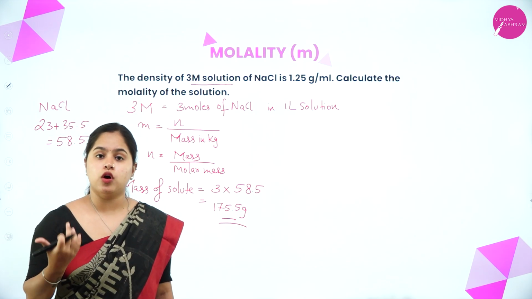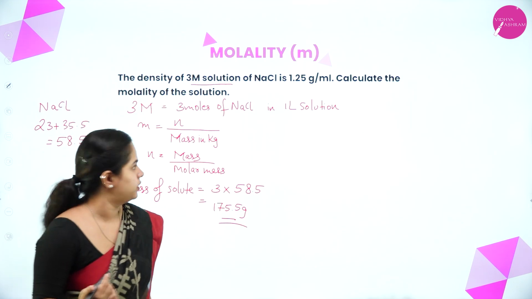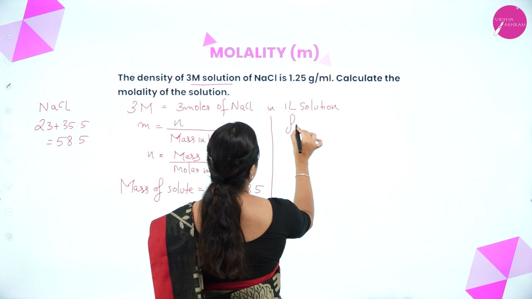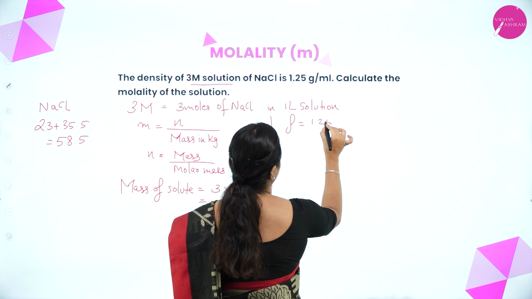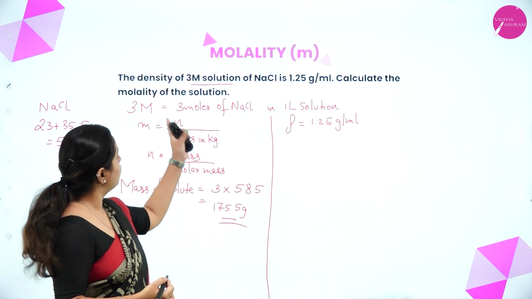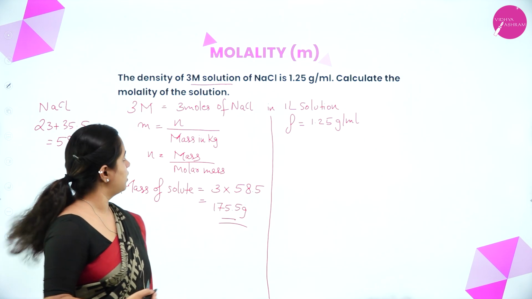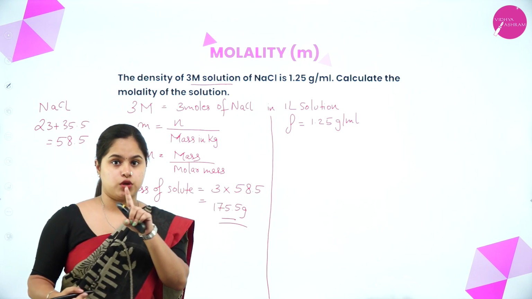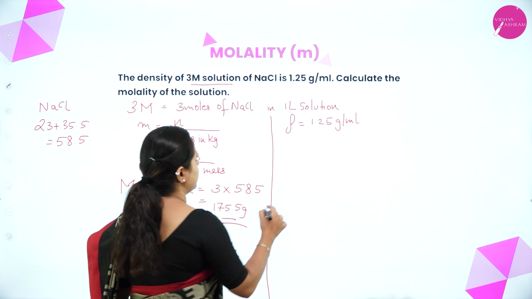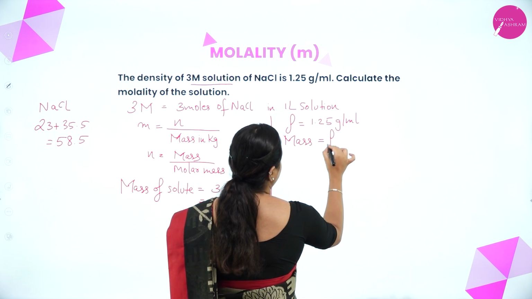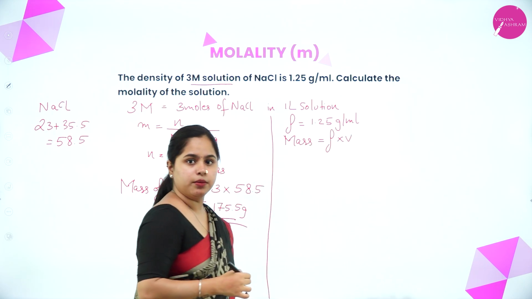Now we are moving on to finding the mass of your solution. What else is given here? Density is given: density is equal to 1.25 gram per ml. And the volume of the solution is also given, that is, 3 molar means 3 moles of NaCl in 1 liter of solution. So how can you calculate mass? It will be density into volume.